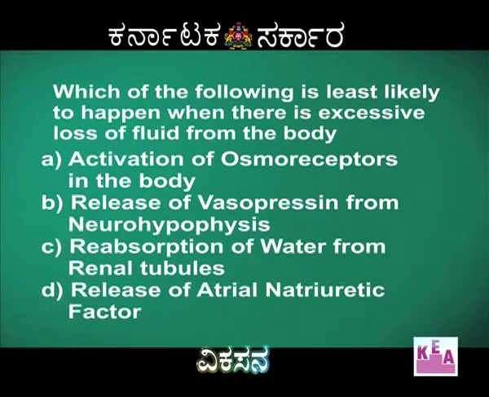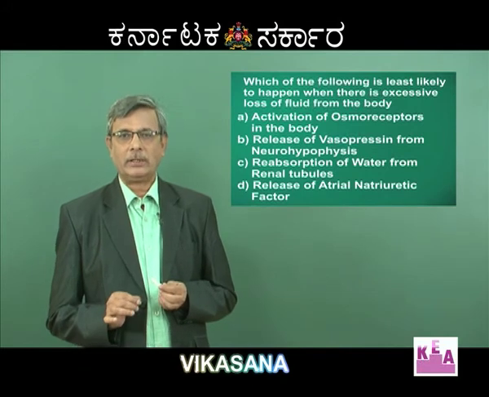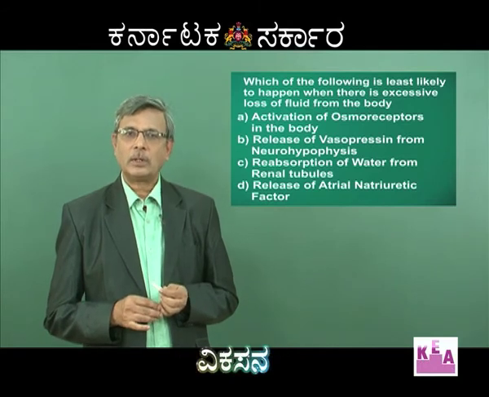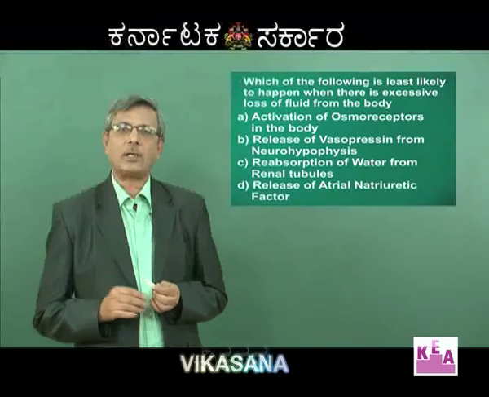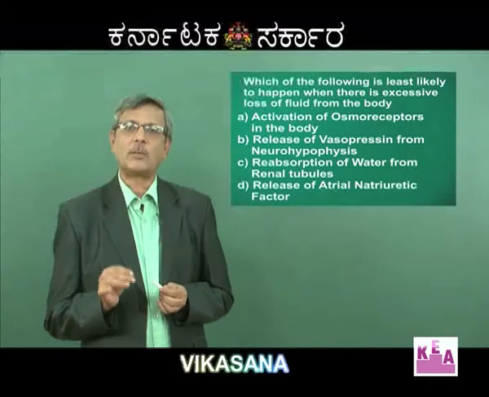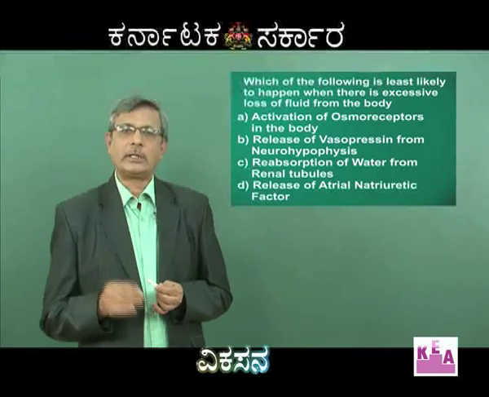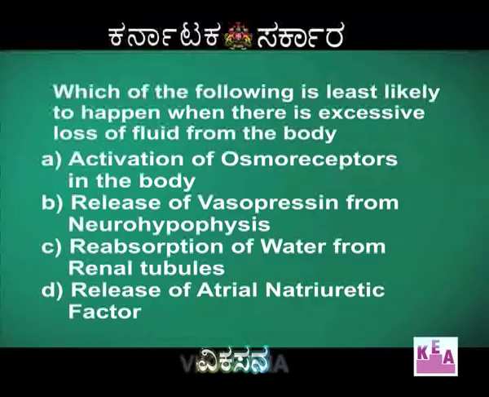It is going to be released whenever the water level in the body, that is fluid in the body, is going to become abnormally low. Remember, vasopressin is secreted by hypothalamus of the brain, temporarily stored in pars nervosa, which is a part of posterior pituitary. From there it is taken to collecting tubule of the kidney, and it is going to help in reabsorption of water to increase the body fluids. So that is not an answer.